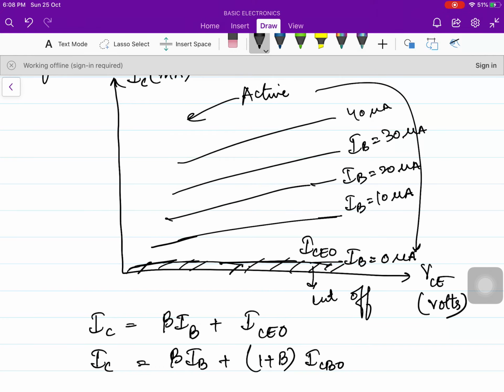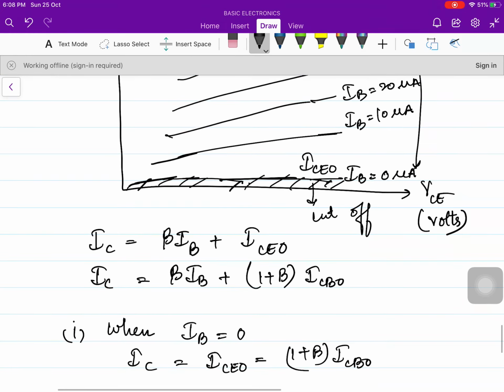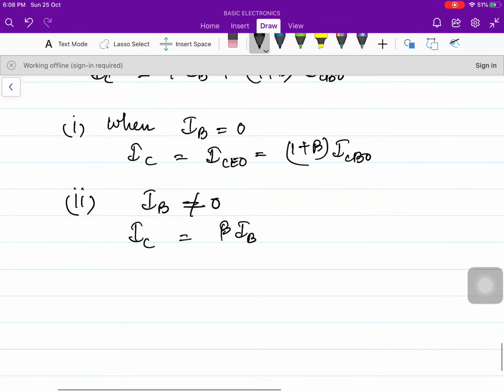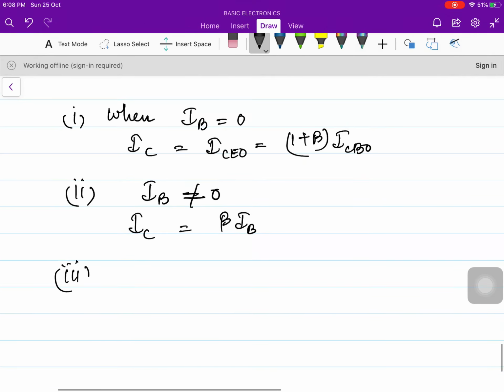Now let's make VCE negative or reverse it. What will happen when you move? Again open the equation of VCE, which you did in the input characteristic case. VCE was equal to VCB plus VBE.